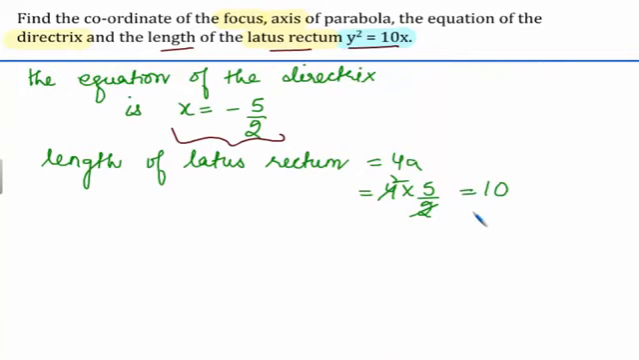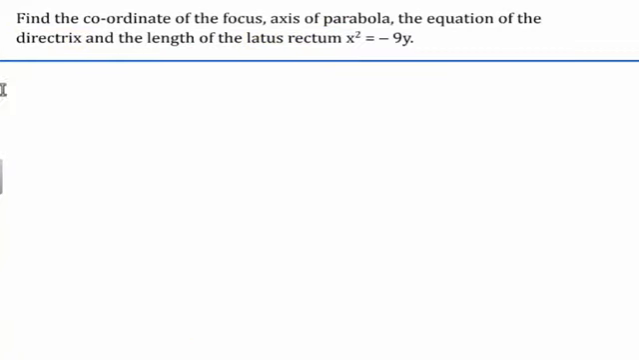In this question, we are given a parabola x square is equal to minus 9y, and we have to find the coordinate of the focus, the axis of the parabola, the equation of the directrix, and the length of the latus rectum. Let's begin with the solution.